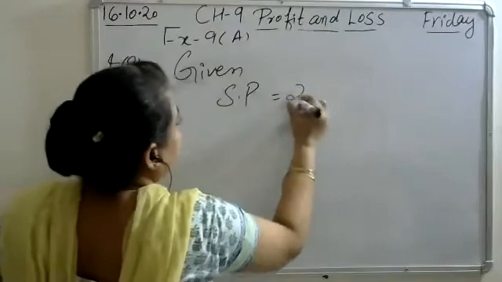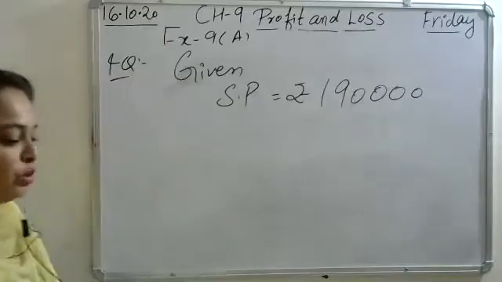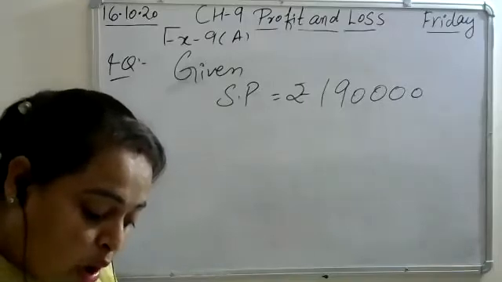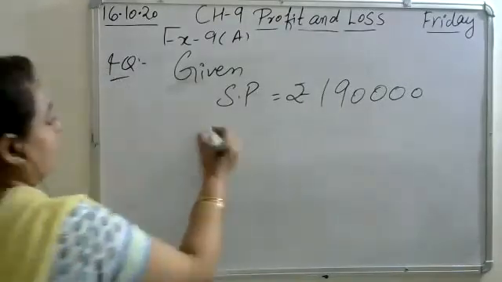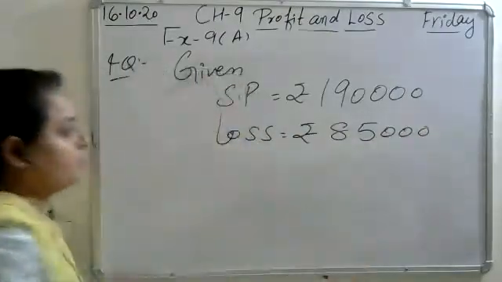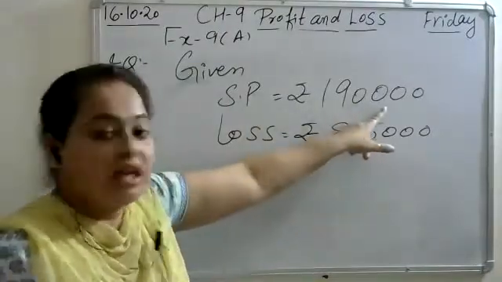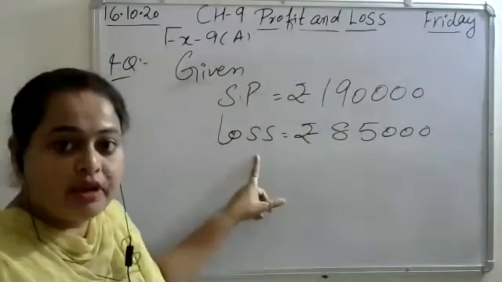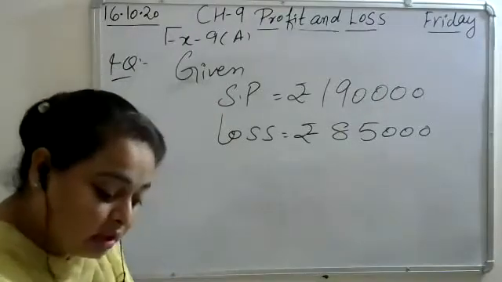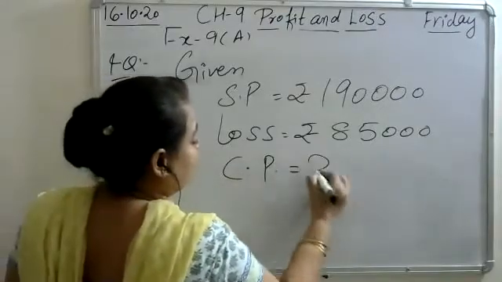Selling price is rupees 1,90,000. This is given to you. This information is given along with loss of 85,000. Loss is equal to rupees 85,000. This is given. Selling price is given to you 1,90,000 rupees. Loss is given to you 85,000 rupees. And the question is to find the cost price. So cost price is question mark.